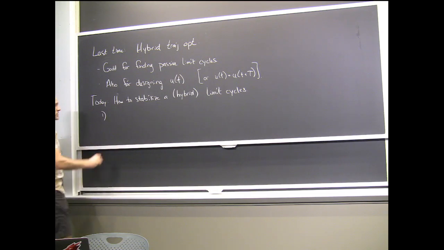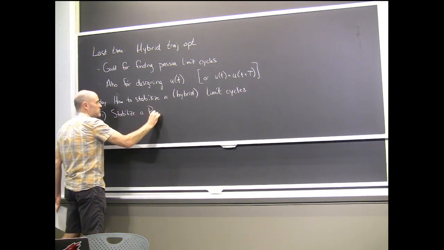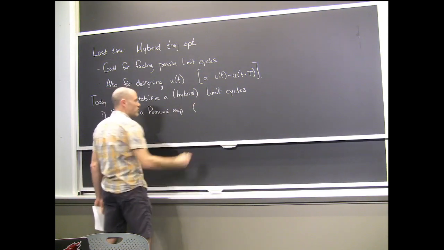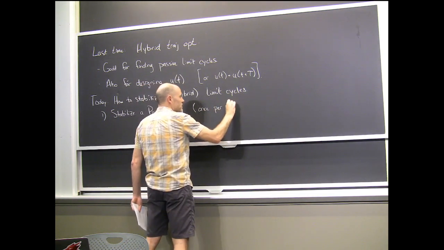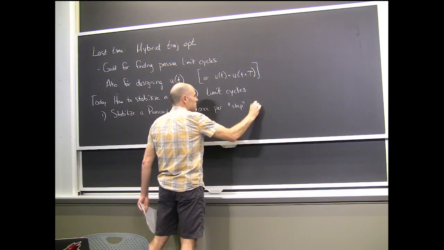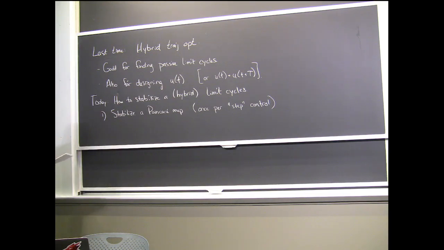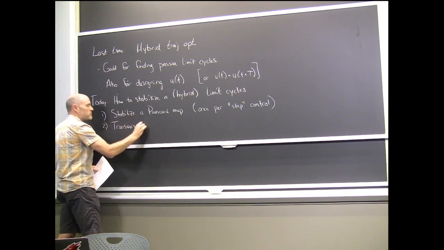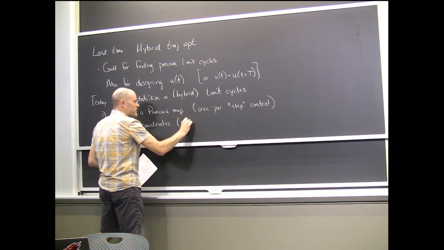The first idea is, how do you stabilize a Poincare map directly? So we'll say that the simplest example would be once per step control. I'll try to tell you that story. That's the simplest thing, and it's actually a very relevant idea with the way robots are being designed today. And then we'll talk about how to do transverse coordinates, which are like moving Poincare sections.